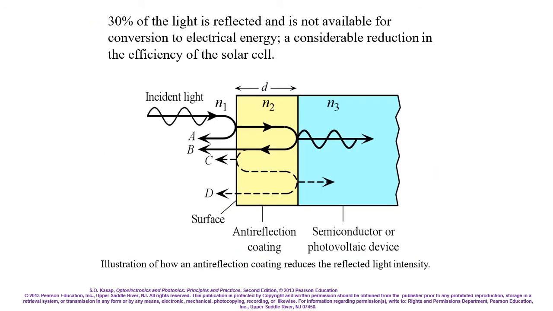So we can see that 30% of the light is reflected and is not available for conversion to electrical energy. This is a considerable reduction in the efficiency of the solar cell. There is an illustration of how it happens, where you can see that if the incident light goes from air to silicon, there are some reflections, and these reflections cause a 30% loss in the solar cell's conversion to electrical energy.